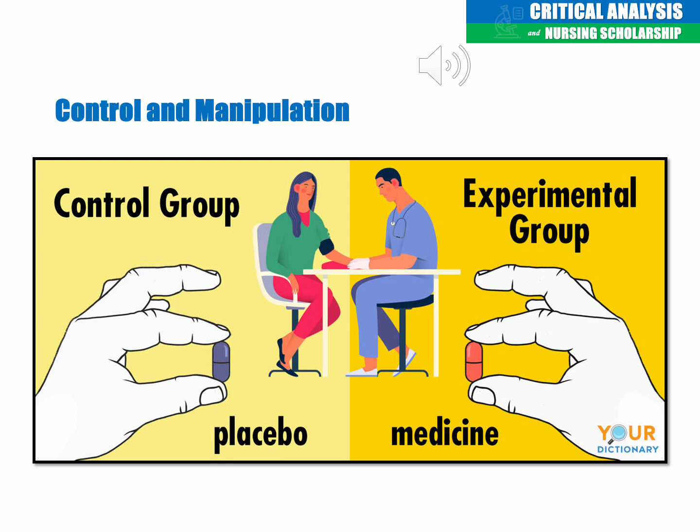Now, the third element of a true experimental research design is manipulation. Manipulation means the researcher actively delivers the intervention or treatment to the experimental group, while the control group does not receive it or receives something else. This is what creates the cause and effect relationship.